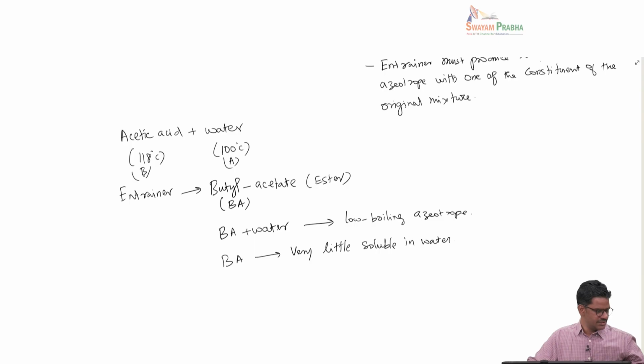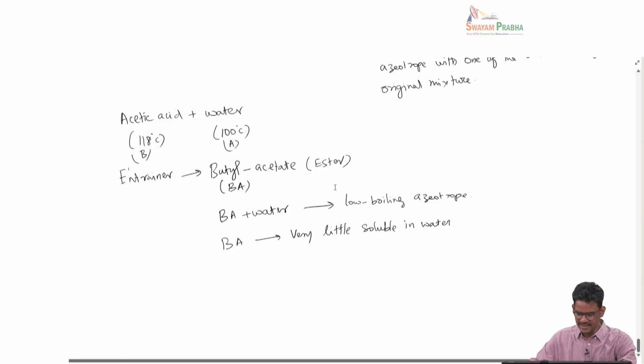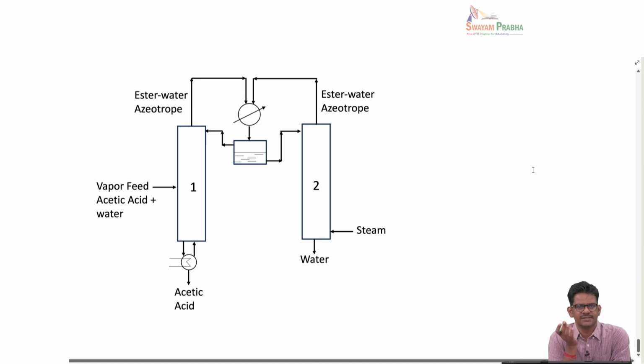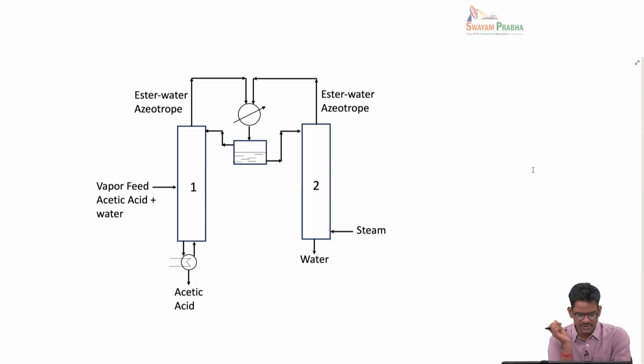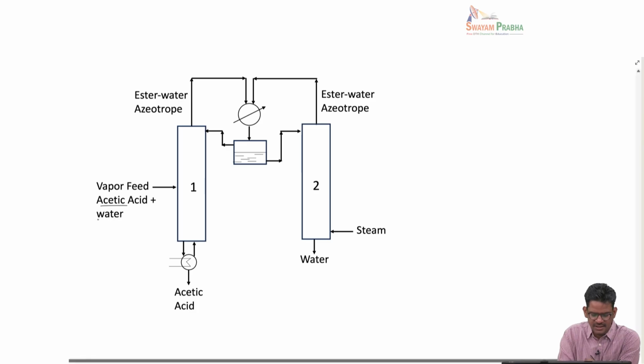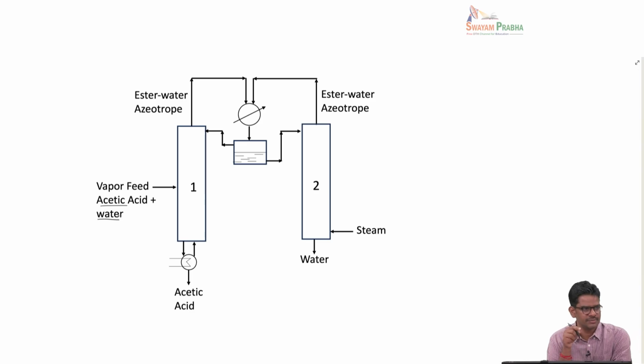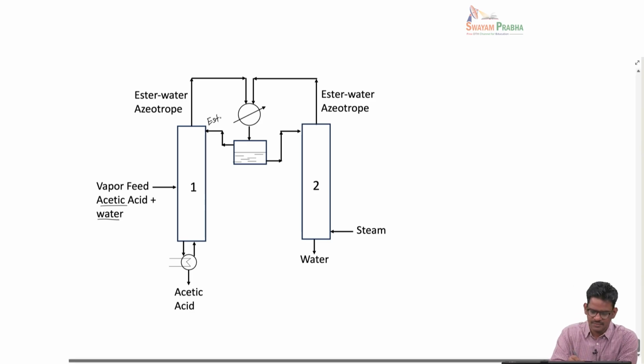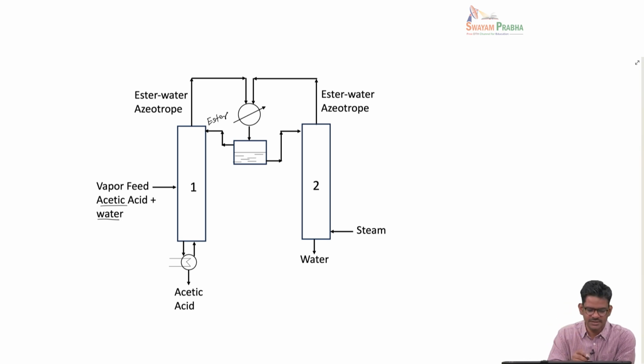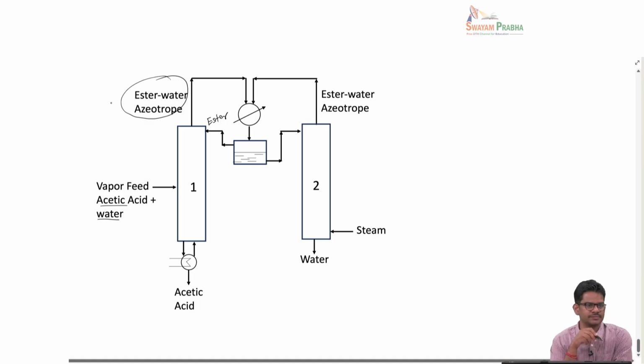So let us discuss this with respect to a diagram. This diagram shows how we can carry out acetic acid water azeotropic distillation using butyl acetate. You can see that first what we send is a feed containing acetic acid in water, and the ester is added at the top. In this operation, the top product, the vapor that you get, is a butyl acetate water azeotrope. In the bottom, you get acetic acid as a nearly pure product.